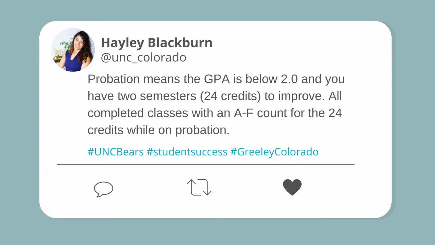How about a tweetable explanation? Probation means the GPA is below 2.0 and you have 2 semesters, 24 credits to improve. All completed classes with an A through F count for the 24 credits while on probation.